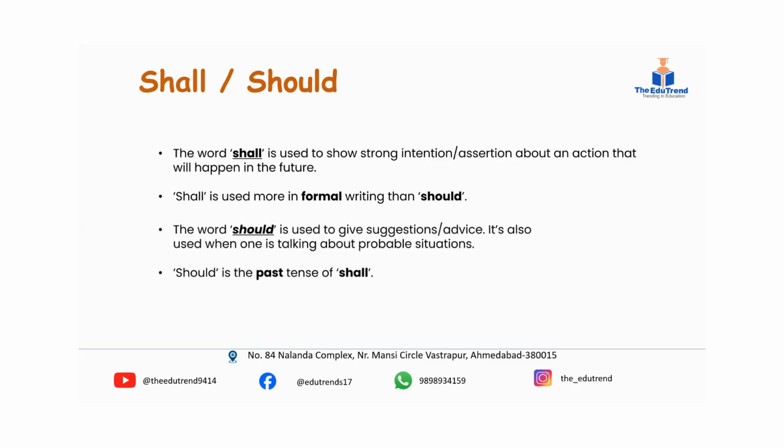Talking about should, it is used to give suggestion, advice. It also is used when one is talking about a probable situation. Probable situation मतलब probability, हो भी सकता है, नहीं भी हो सकता है. Okay, should is the past tense for shall.